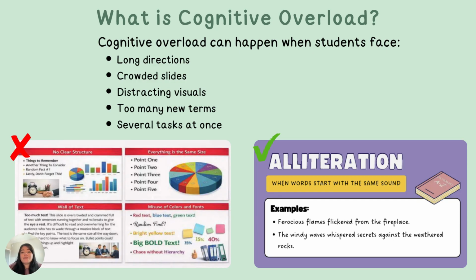What is cognitive overload? Cognitive overload happens when working memory is overwhelmed by too much information. In the classroom, this can happen when students receive long directions, see crowded slides, look at distracting visuals, or hear too many new terms at one time. It also happens when we ask them to do several tasks at once. When cognitive overload happens, students may have difficulty focusing on the most important information.